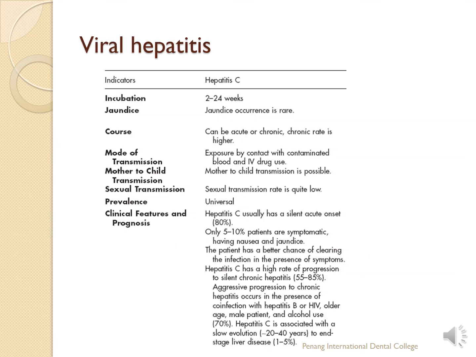Hepatitis C is more severe than hepatitis B. Jaundice is rare, and the course can be acute or chronic, with a higher chronic rate. Again, exposure is by contact with contaminated blood or IV drug use, and the sexual transmission rate is low. Prevalence is universal, and it has a very silent acute onset; only 5 to 10% of patients are symptomatic, having nausea and jaundice. The patient has a better chance of clearing the infection in the presence of symptoms.